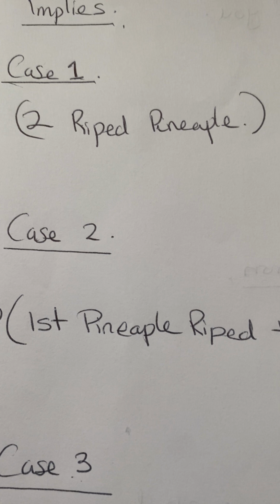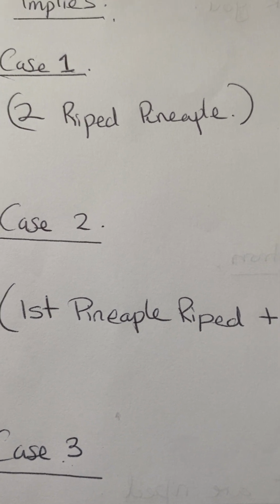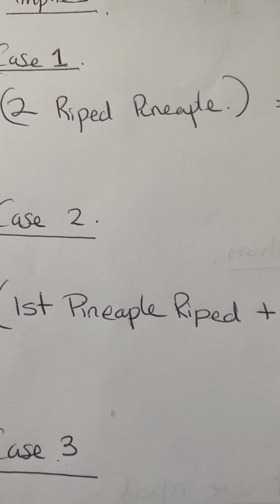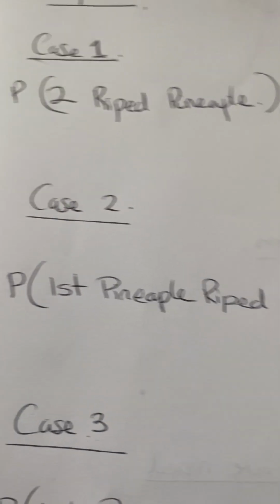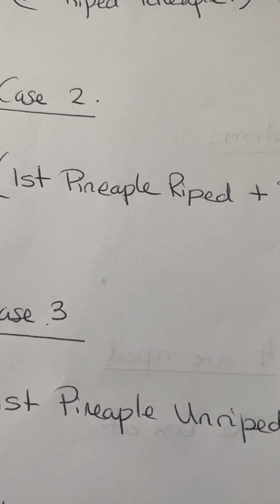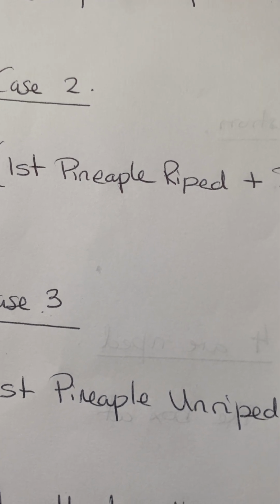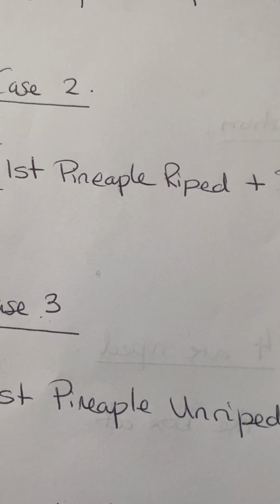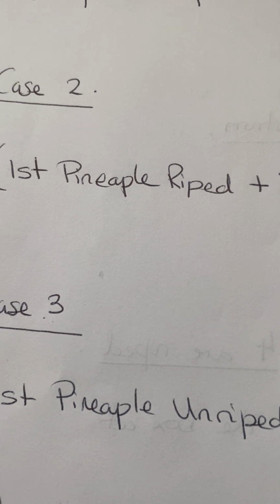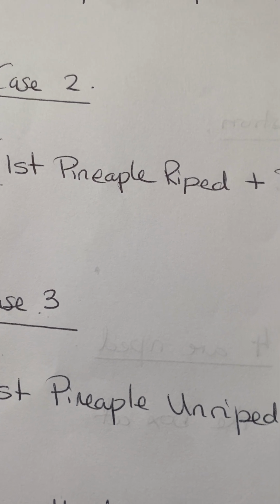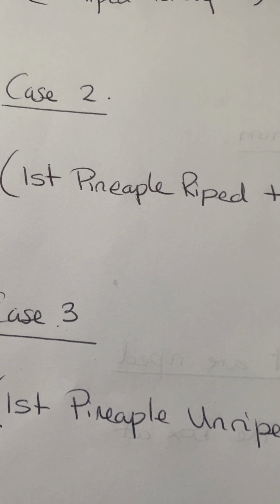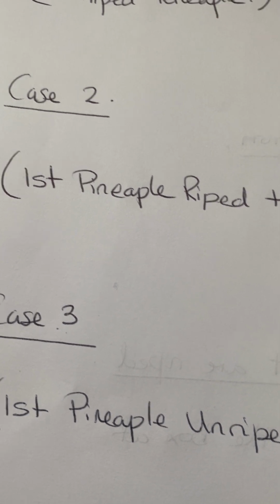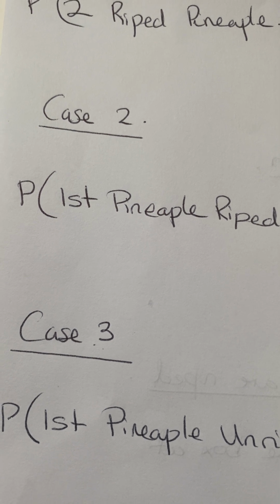Case 2, you dip your hand in the box. First one ripe, but second one unripe. Case 3, you dip your hand in the box. First one unripe, second one ripe. As long as one is ripe, you satisfy the condition.